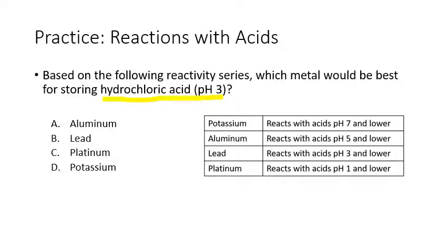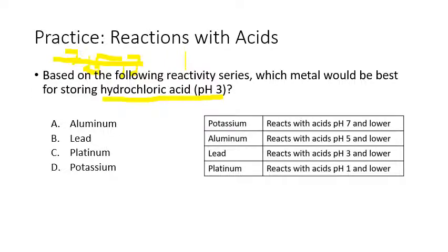So if we have a metal that reacts at pH 7, 5, or 3, those would all be not very good. We'd want something that only reacts at pH 1 or lower. So we want something that's very high on the activity scale, so a very, very low pH or stabler.